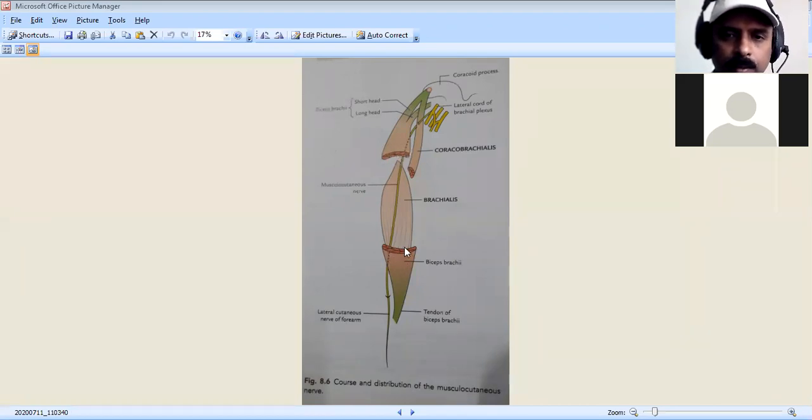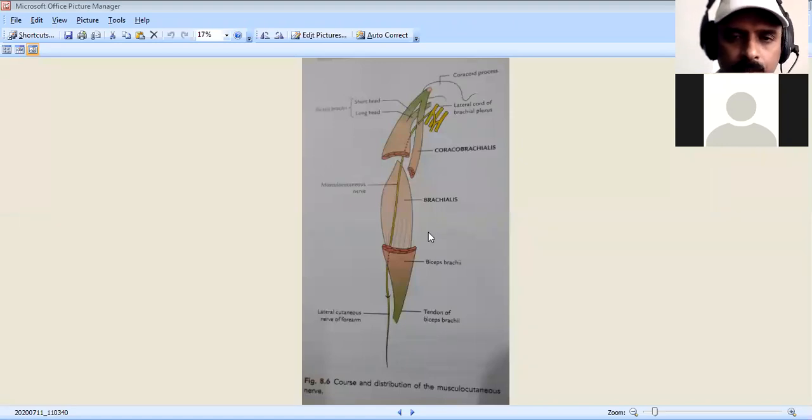This diagram shows a cut of the biceps, and below that we get the musculocutaneous nerve and its total course. It runs downwards, passes through the cubital fossa, and becomes the lateral cutaneous nerve of the forearm. You have to tell its course, running in the arm on the brachialis muscle below the biceps brachii. That is what you have to know about the musculocutaneous nerve.